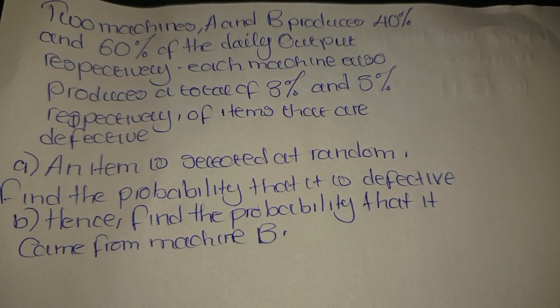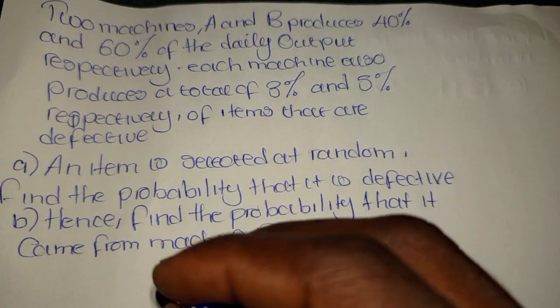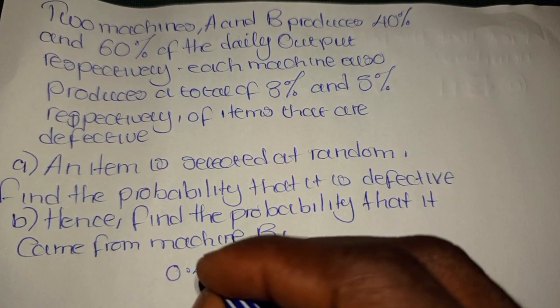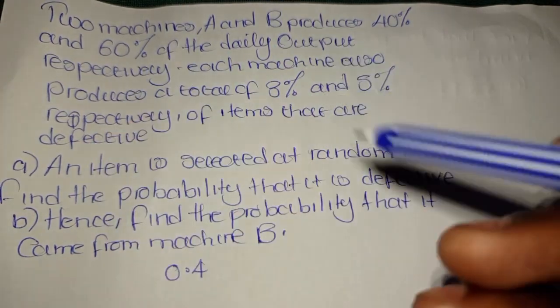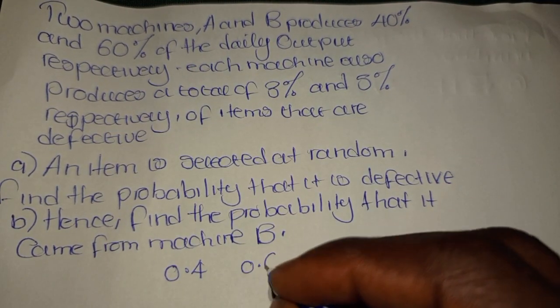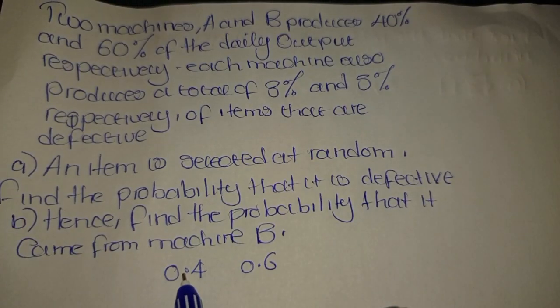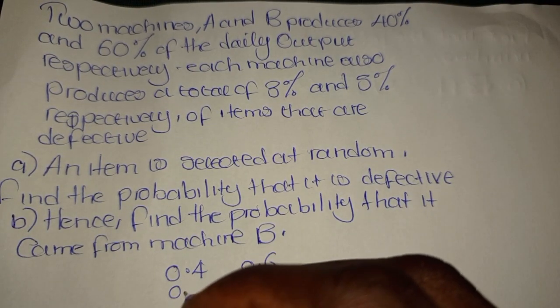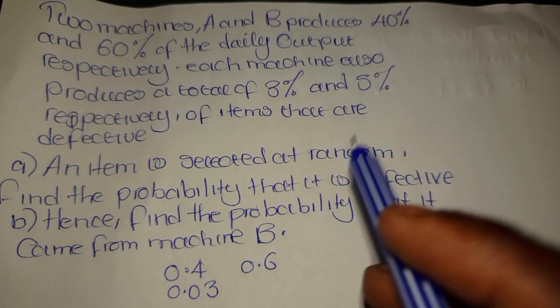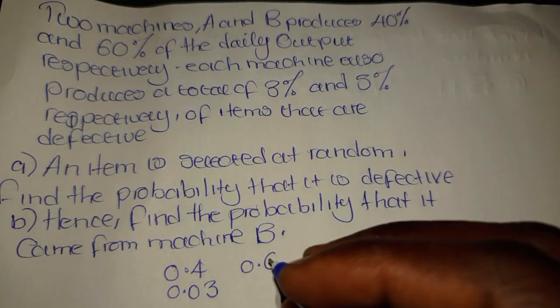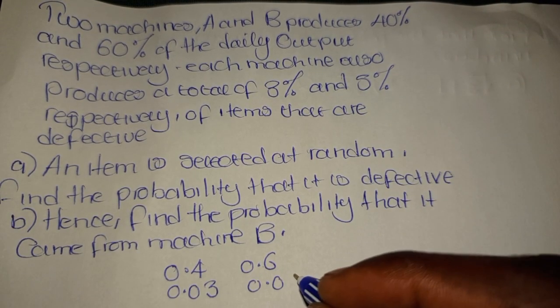So we don't know which item they wanted. So this question was just left blank for us. So we'll just convert the 40% to a decimal, giving you 0.4. And we'll convert the 60% to a decimal, giving you 0.6. Remember, 3% belongs to 0.4. So it is 0.03, and 5% belongs to 0.6, which is 0.05.